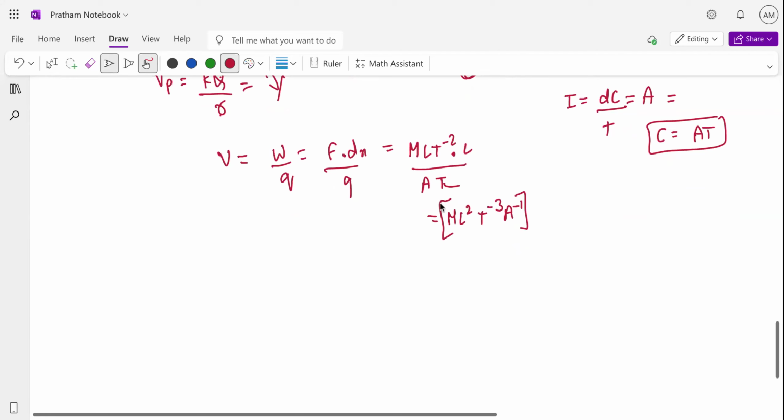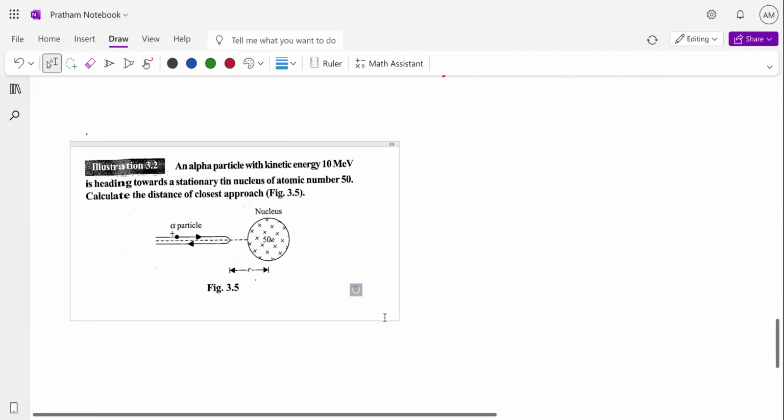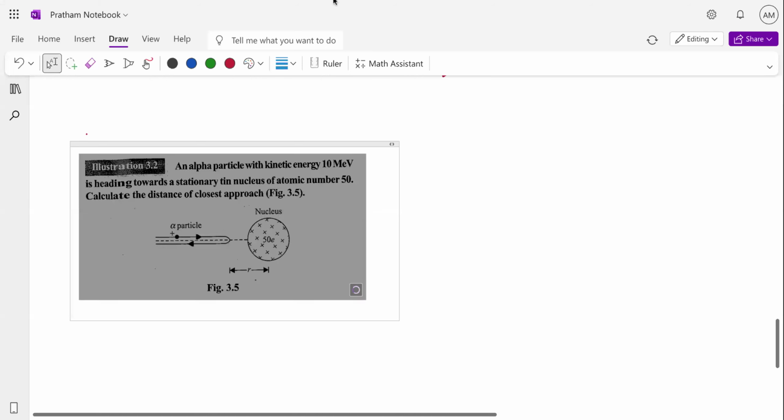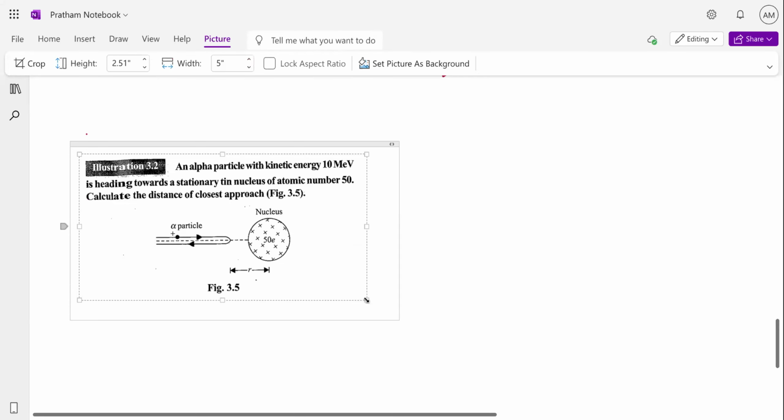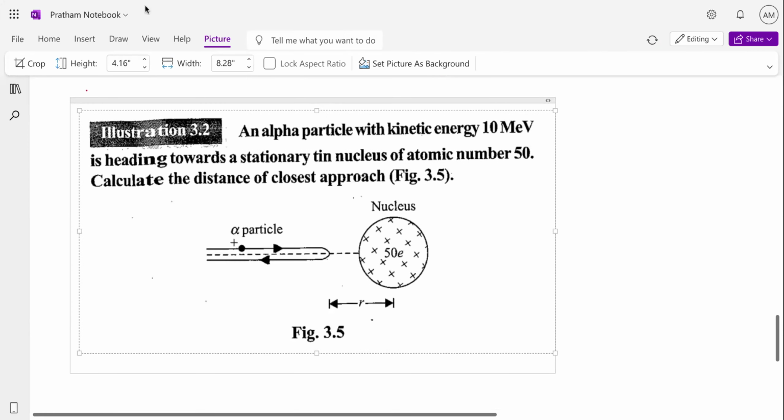All right, Pratham, I'm giving you one problem. Let's leave the earlier one for now. Can you see this problem? Okay, try to solve this one.